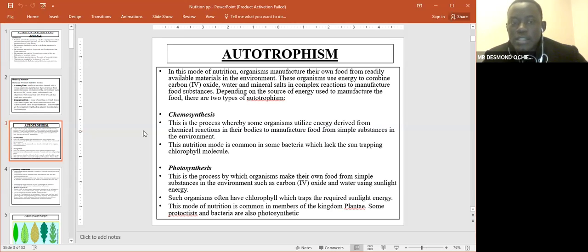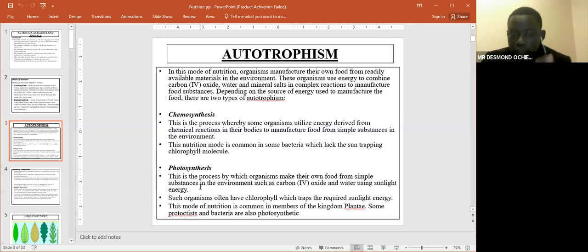So if you look at photosynthesis and chemosynthesis, you now clearly see the difference. In photosynthesis, the energy that is used to combine the materials comes from the sun. While in chemosynthesis, we said that the energy is obtained from chemical reactions, which occur inside the bodies of those particular organisms. So once again, we have defined photosynthesis as the process by which organisms make their own food from simple substances in the environment, such as carbon dioxide and water, using sunlight energy.